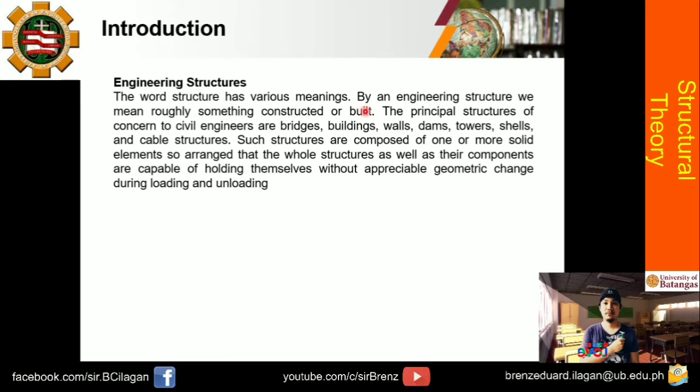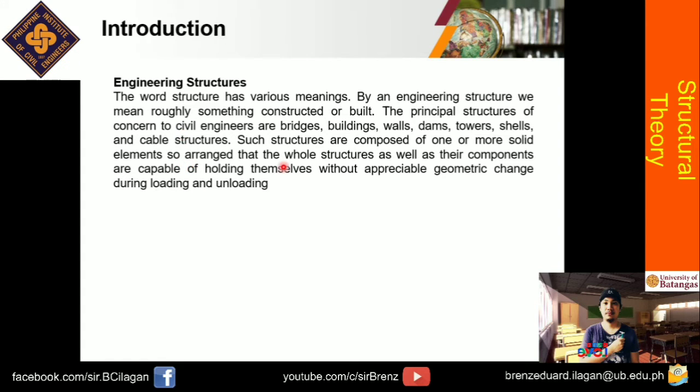So the principal structures of concern to civil engineers are the following. We have bridges, buildings, walls, dams, towers, shells, and cable structures. These structures are composed of one or more solid elements so arranged that the whole structure as well as their components are capable of holding themselves without appreciable geometric change during loading and unloading. Okay guys, so these principal structures mainly consist of solid elements.